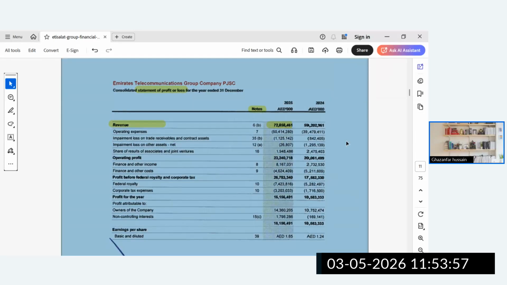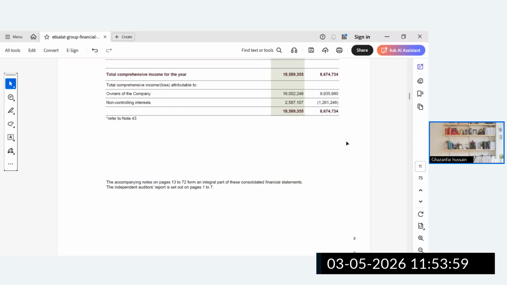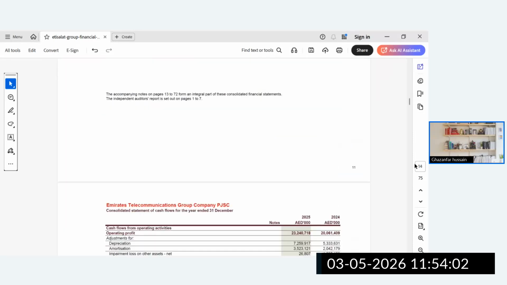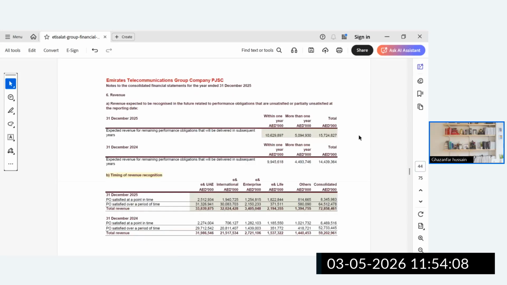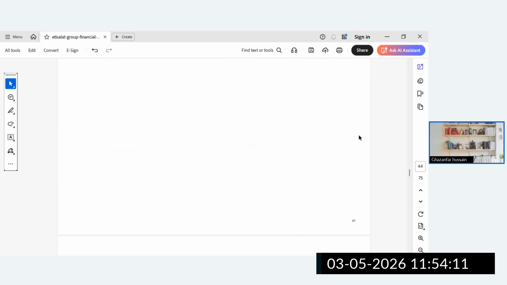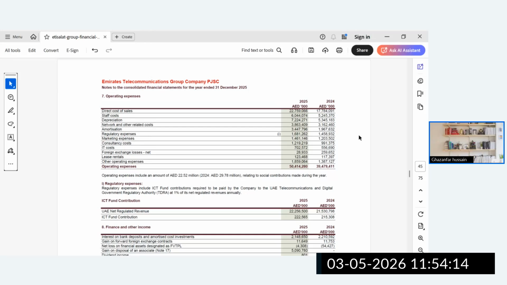It will be, I think, page number 44 or 45. So here I can write 44. From here, if we look into that, they mention the direct costs, staff costs, depreciation, regulatory expenses. So which means they added other expenses over here also. So I would appreciate it if anyone can split this.